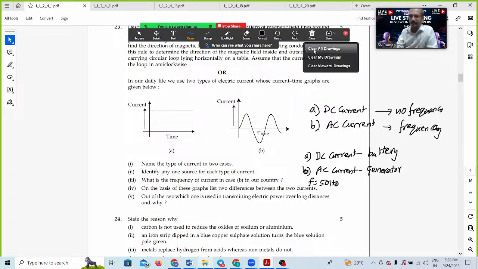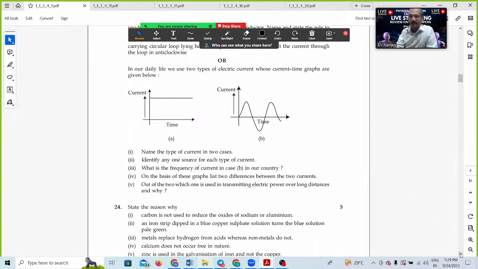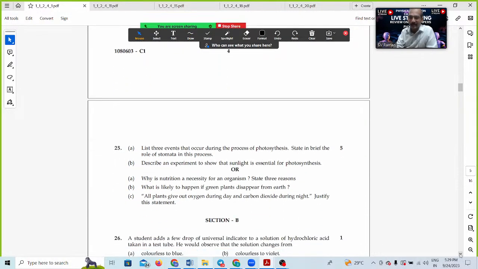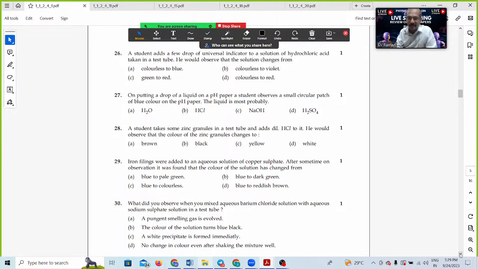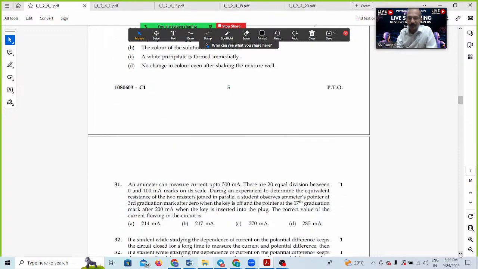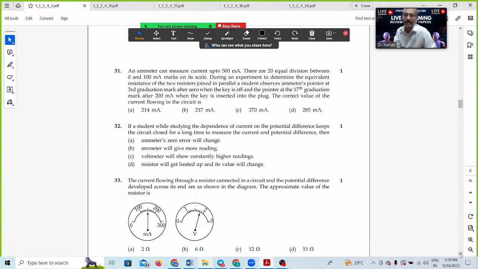Next question we will see. Now it is only physics that we are solving from the paper. Yes, now there are some MCQs in physics, 26, 27, 28, 29, 30.